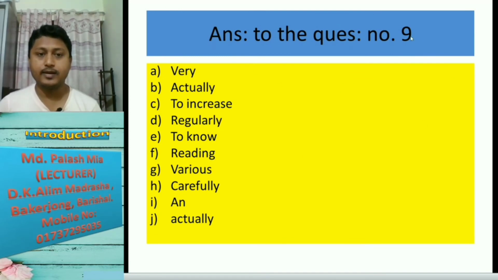Answer to the question number 9. Then you can arrange your answers regularly, reading very carefully. Okay, by this way you can write your answers, and this will be good for you, I think.